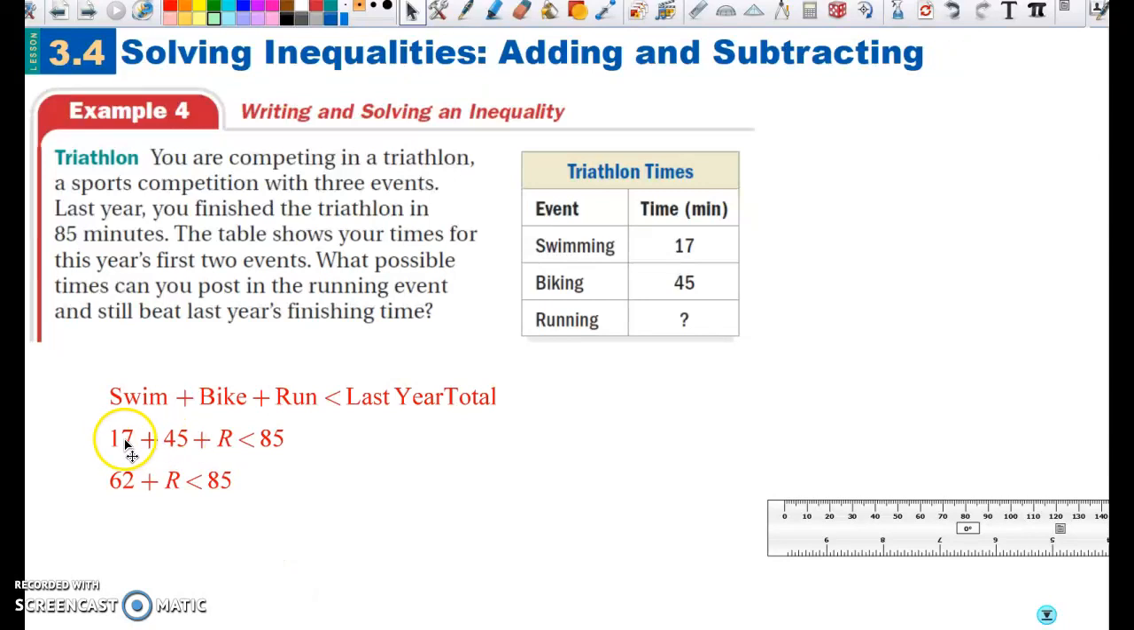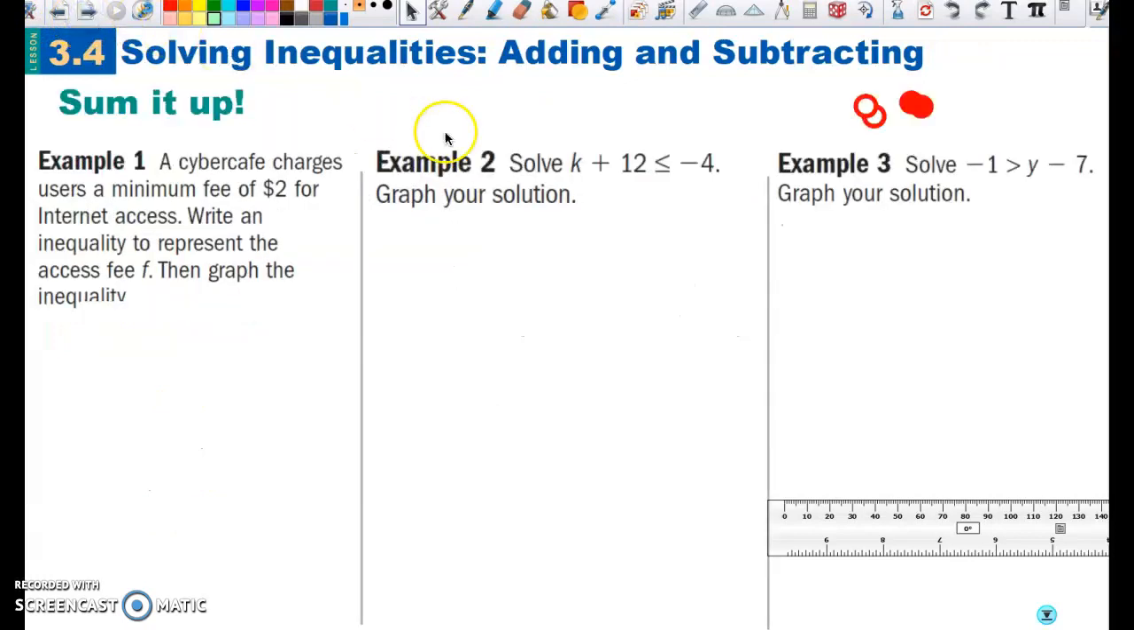I combine the like terms. That's 62. So r plus 62 is smaller than 85. So r has to be less than 23. I have to run less than 23 minutes. Pause and go ahead and do the examples. Okay. Again, I don't have time to go through the graphing, but you should have hopefully got that by now.